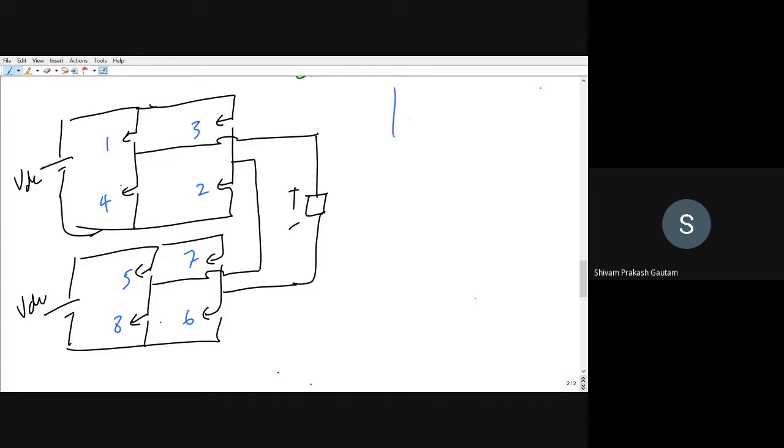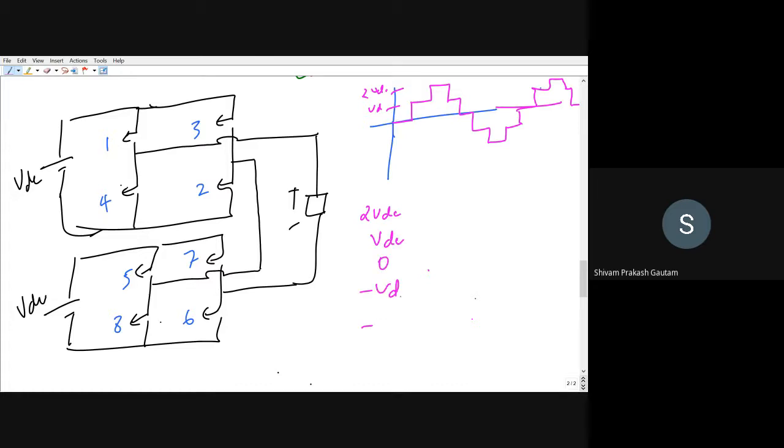So now the waveform, how will it look? The 5 level that I have already told. You can consider this as VDC, and this will be 2 VDC. So how many voltage levels will you get? One voltage level will be 2 VDC, then VDC, then 0, then minus VDC, and minus 2 VDC. That is why we are calling it a 5 level. Is it okay? Yes, sir.